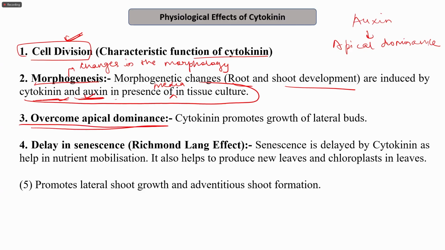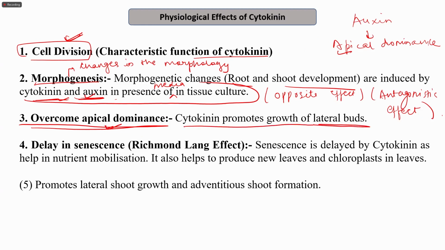So we here see that auxin and cytokinin have an opposite effect. Such an effect is known as antagonistic effect. Antagonistic, that is against each other. So apical dominance was observed in auxin, while cytokinin helps in overcoming the apical dominance; it promotes the growth of lateral buds, while the auxin was promoting the growth of the apical buds. Both are growth promoting hormones.